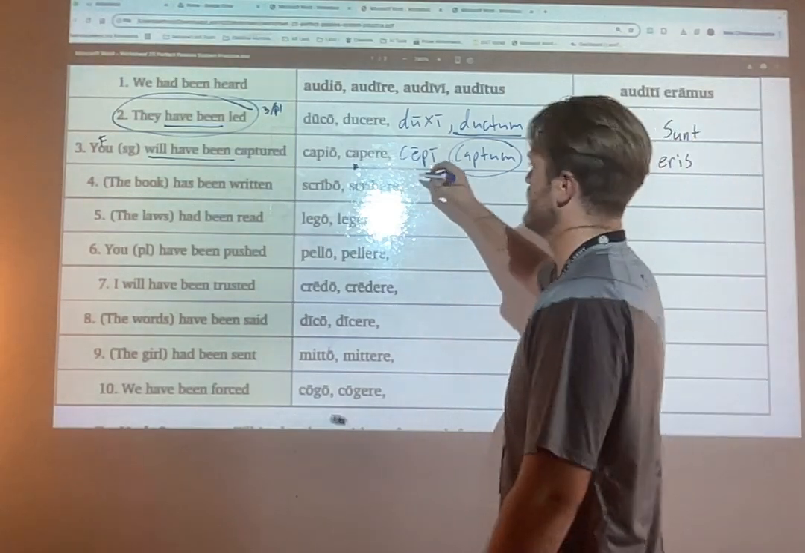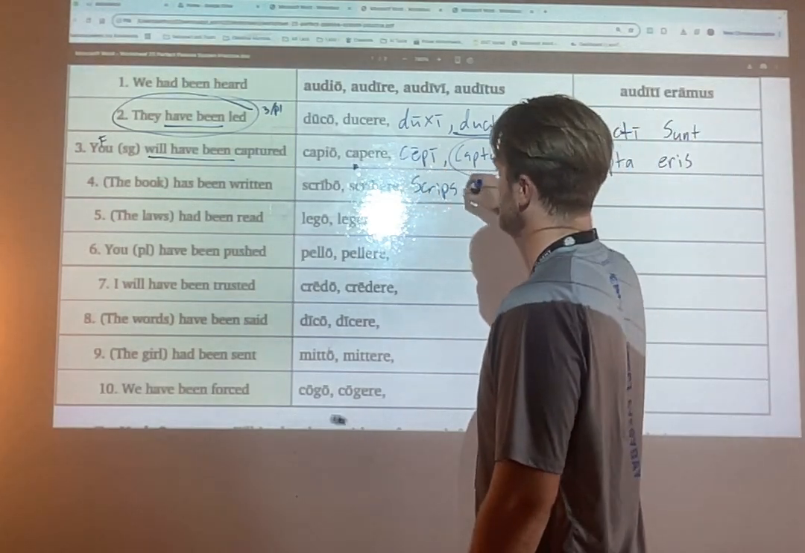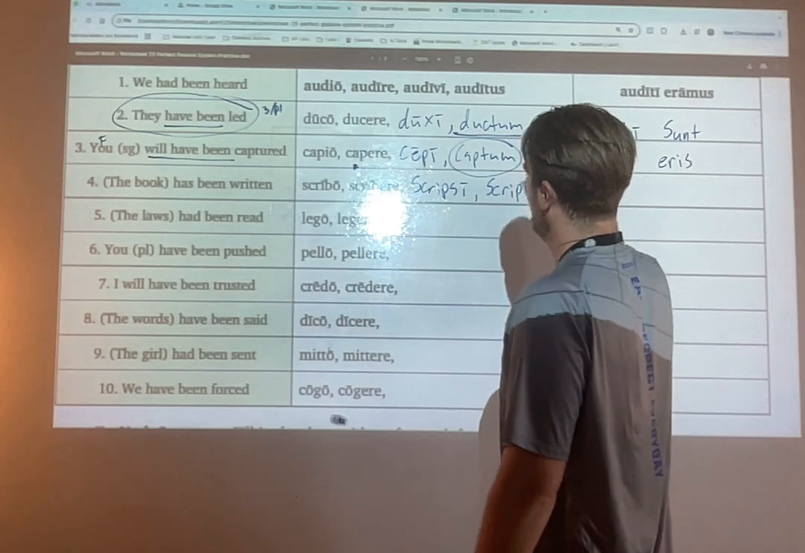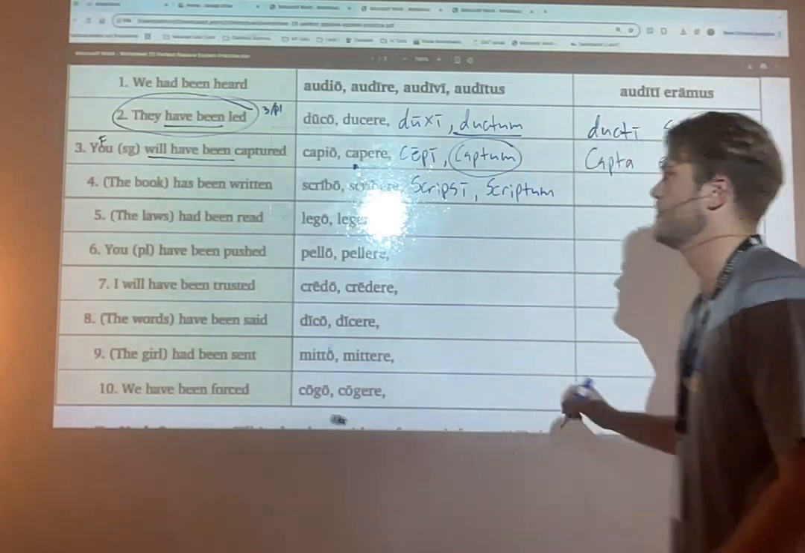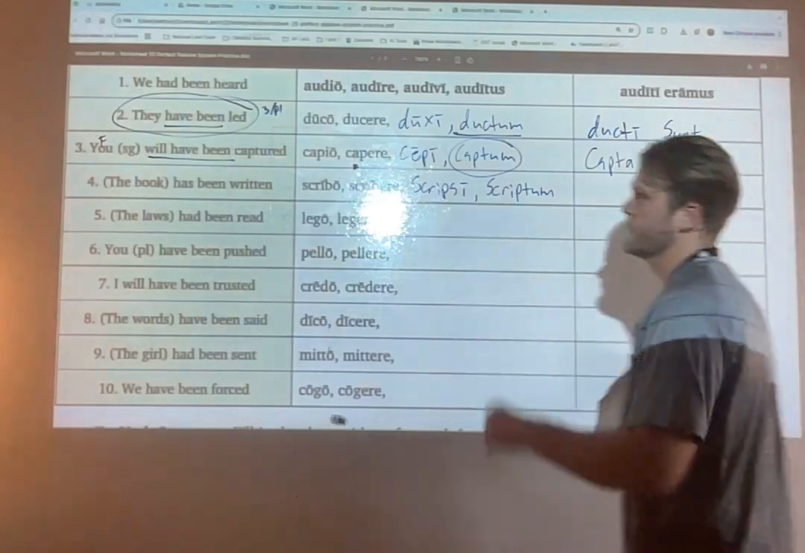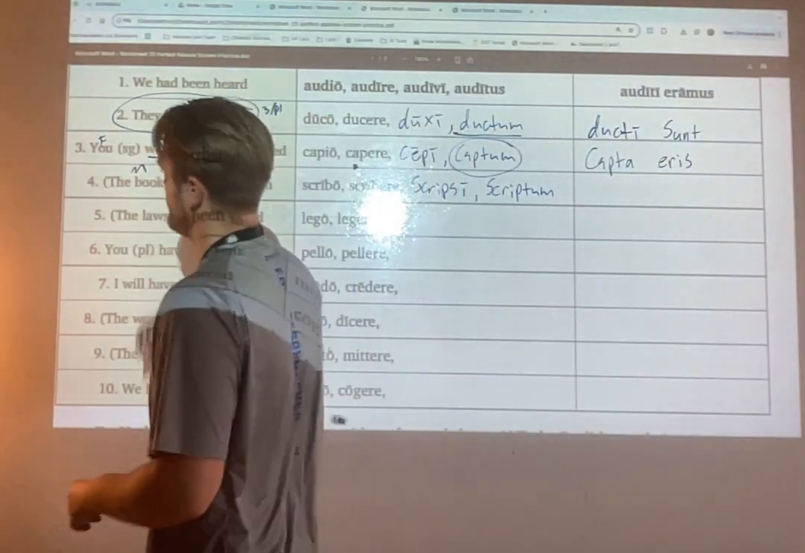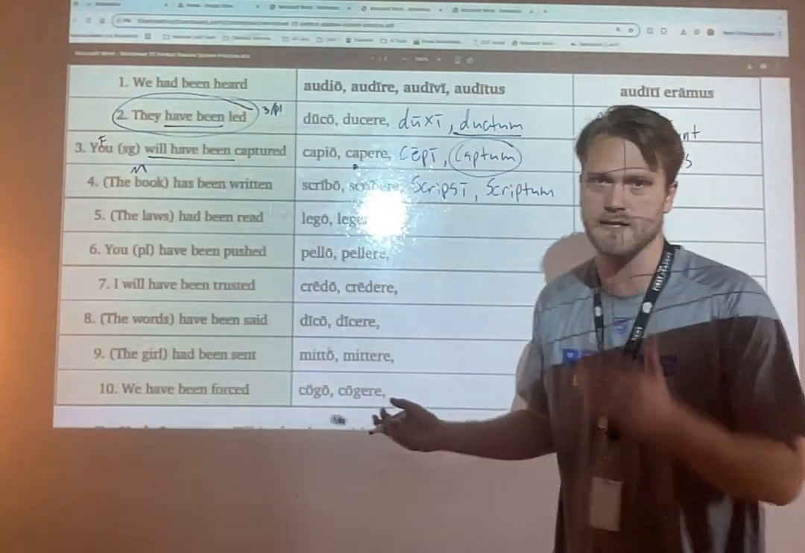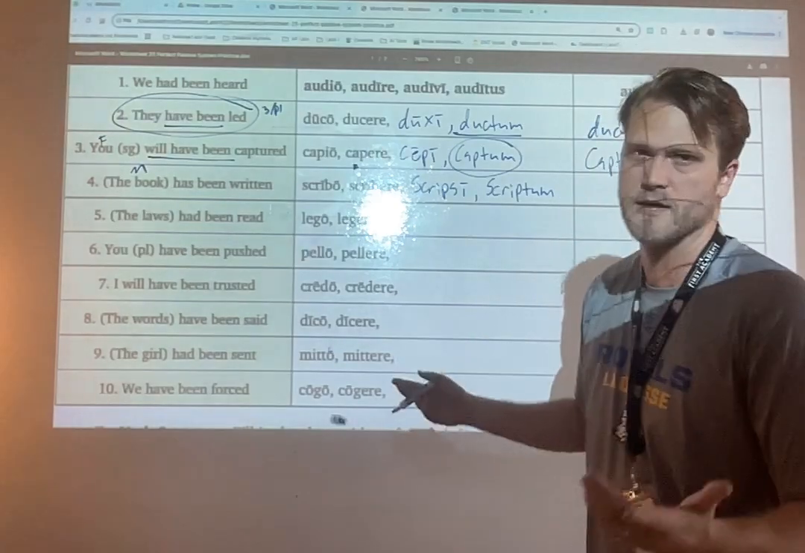All right? Scribo, scribere, scripsi, scriptum. Those are the other principal parts for this verb. All right? The word for book is masculine. So you don't have to put the word for book in there. You don't have to translate that into Latin if you don't want to. I was just trying to give you a masculine noun.